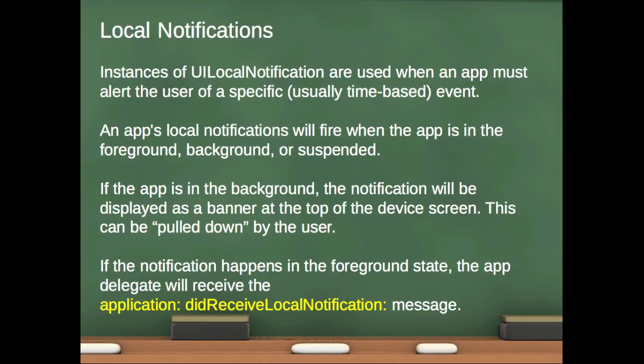This can be pulled down to bring down all the notifications, the local notifications that have been received. If the notification happens in the foreground state, we are responsible for dealing with that notification. And we deal with it by grabbing it in the app delegate's application did receive local notification message. And that second parameter after local notification, that is the notification object. And it is, once again, a UILocalNotification that we can grab and look into and do different things. So in the foreground state, we get application did receive local notification within the app delegate. In the background state, we get a notification, the app's icon may be badged, and so forth.